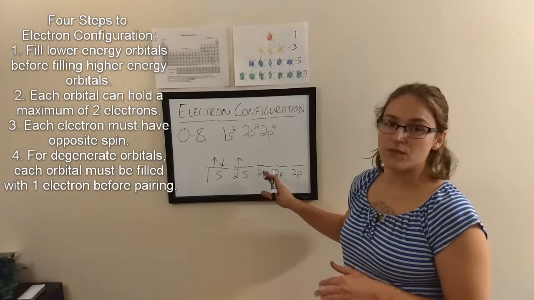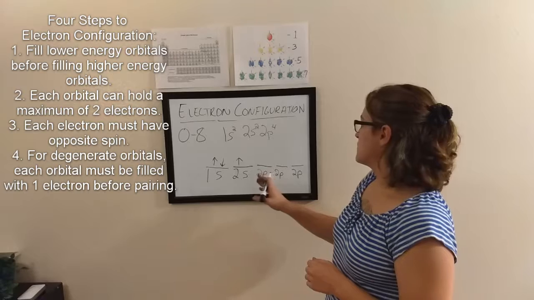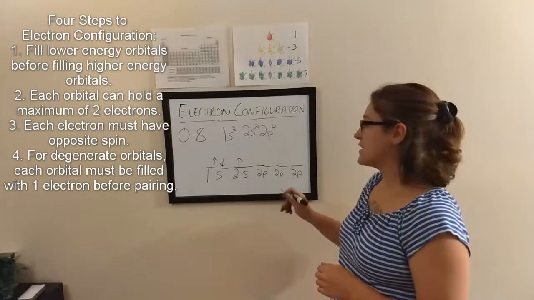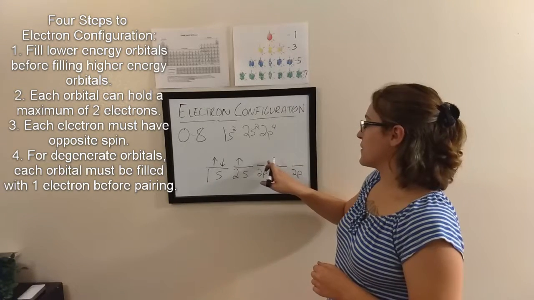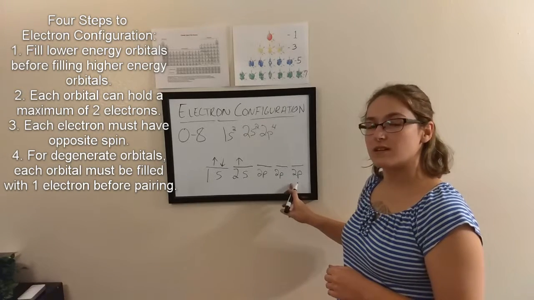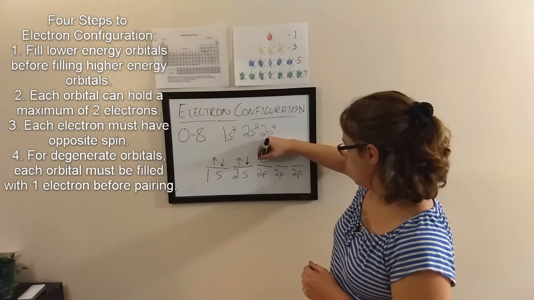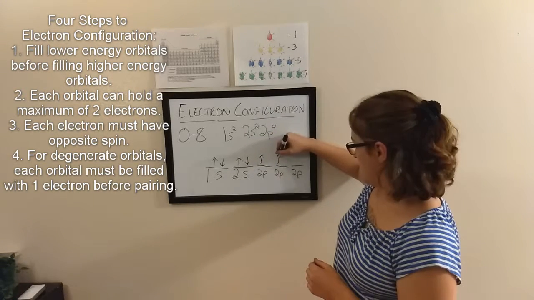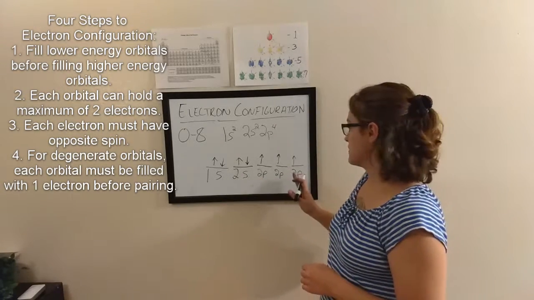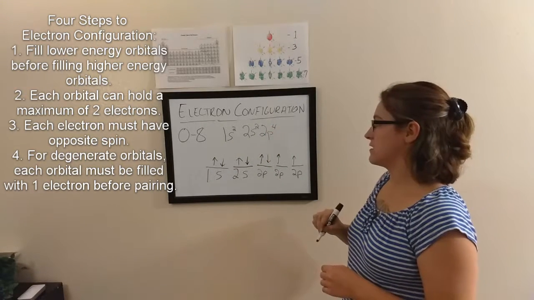so this is where the fourth rule for the degenerate orbitals comes into play. When you add 4 electrons into the p orbitals, you can't add them both together. Every p orbital has to have at least one electron before we can start pairing them. So you start by filling in the p orbitals with 1, and then you would add your 4th.